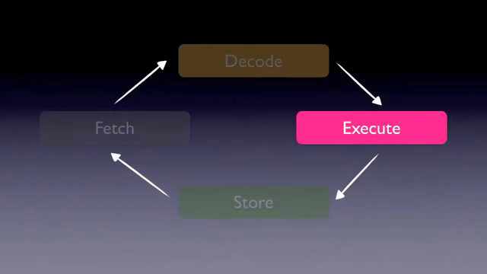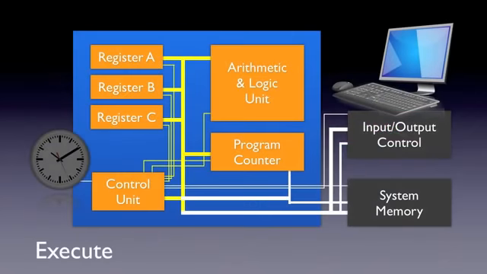The execute process. The control unit sends special control signals to different parts of the processor to coordinate its activities, instructing the arithmetic logic unit to perform calculations and the registers to save the results. It also instructs the program counter to increment by 1, ready for the next fetch-execute cycle.